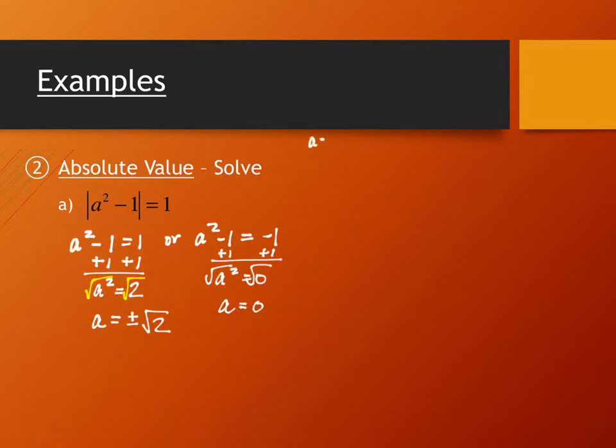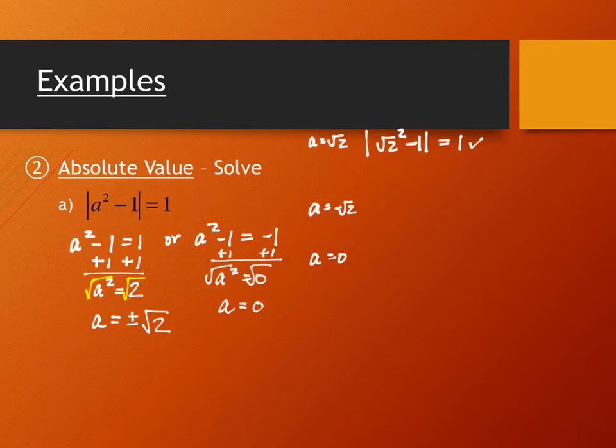So we're going to check a equals the square root of 2. And then we'll check a equals negative square root of 2. And then we'll check a equal to 0. So on the first one, I'm going to do an absolute value of the square root of 2 squared minus 1. And I want to know, does that equal 1? So if I do square root of 2 and I square it, I get 2 minus 1 is 1. And is the absolute value of 1 equal to 1? It is. This one works out.